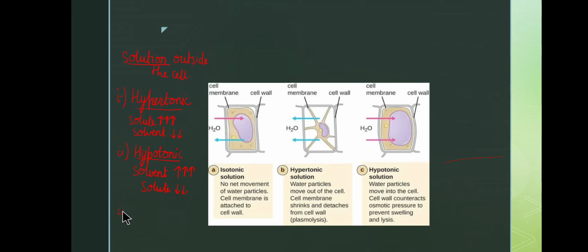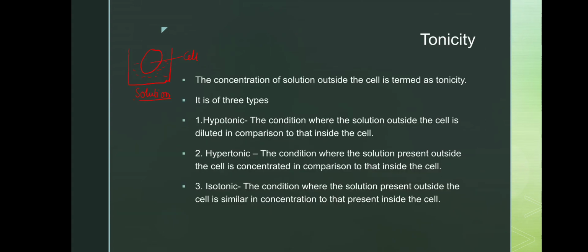The third condition is isotonic. What do we understand by isotonic? That the solution outside the cell as well as the solution which is present inside the cell is same. So the concentration of solution A is similar to that of solution B. In this case, no exchange of material will occur.